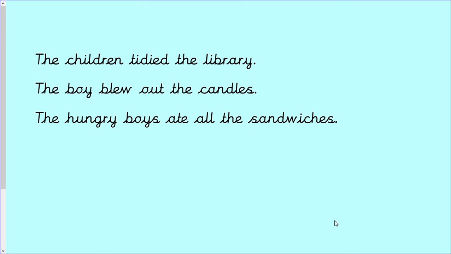Let's see how you did. So firstly, you needed to identify the subject, the verb, and the object. So in these sentences, the subjects are blue, the verbs are red, and the objects are green. Check that you did this correctly.